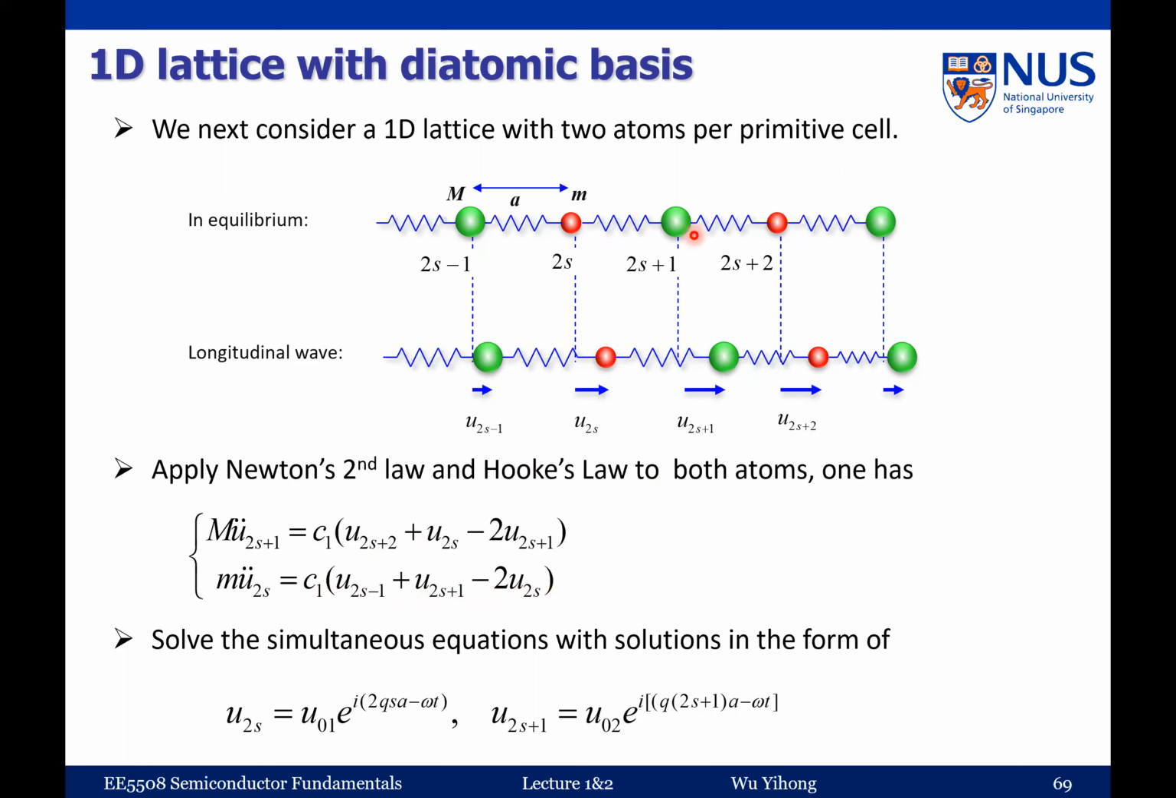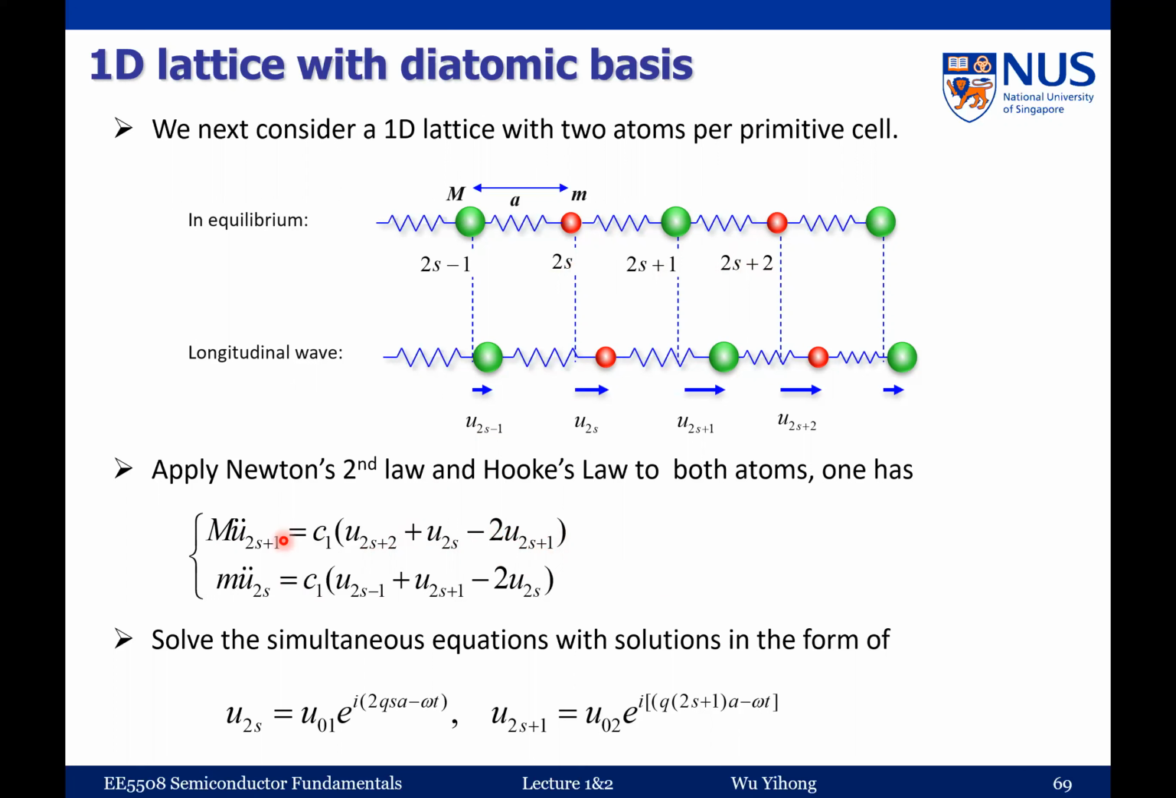Similarly, for this green atom, it has a mass of capital M. You can see that the two nearest neighbor atoms are this red atom and this red atom, one is 2s and the other is 2s plus 2. That's why you have 2s plus 2 and 2s here, and this is the atom which we are focusing on. So now, instead of one equation, we have two equations.